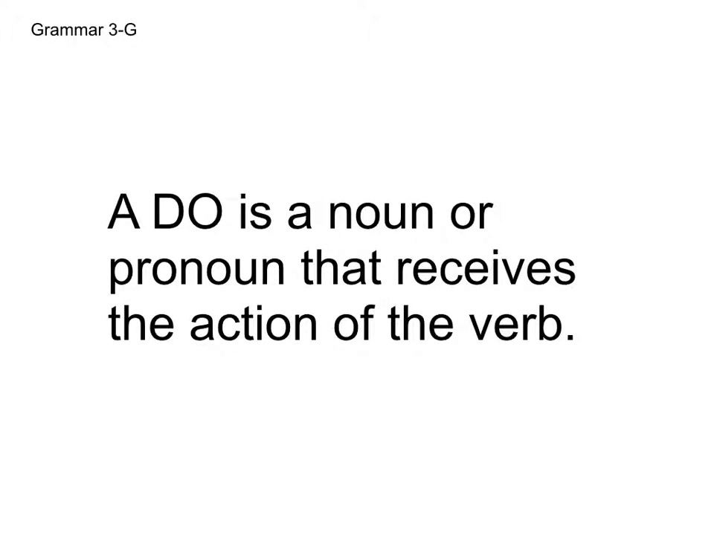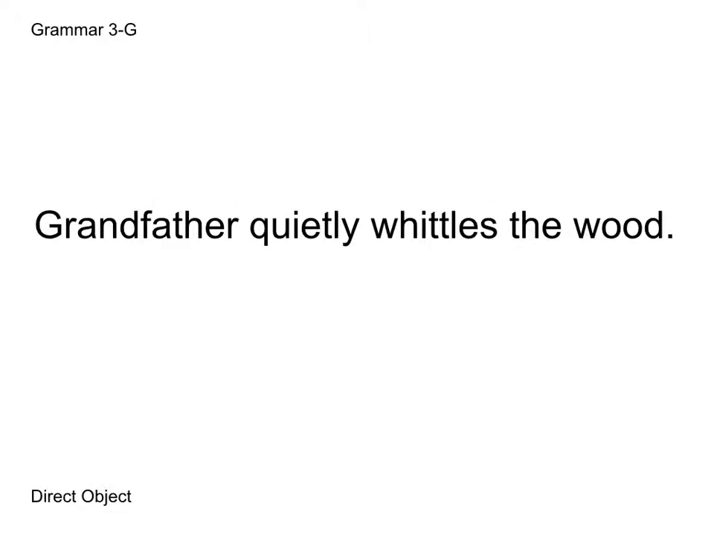A direct object is a noun or pronoun that receives the action of the verb. So let's get into an example sentence so we can see what that means. Here we have the sentence, "Grandfather quietly whittles the wood." First, let's find our subject, which is grandfather. What is he doing in this sentence? He is whittling, which means to carve. So what is being carved in this sentence? Wood. Wood is receiving the action of the verb. Therefore, it is the direct object.